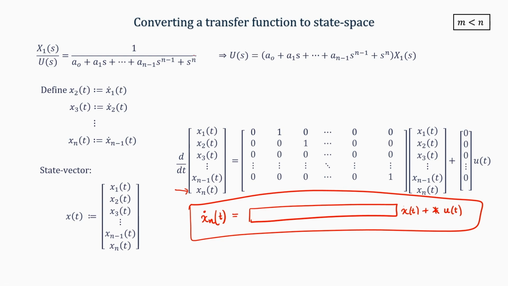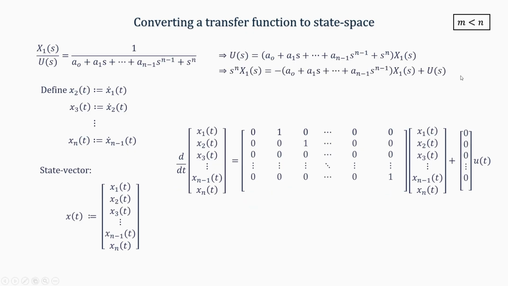So we go back to the transfer function, 1 by the denominator of the actual transfer function. Here you can see that U(s) will come out to be this, and then I can rewrite this equation as s to the power of n X1(s) is equal to this. I am just rewriting the equations. I have just kept s to the power of n X1(s) on one side and taken the rest to the left.